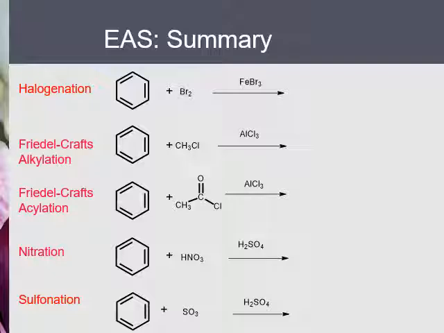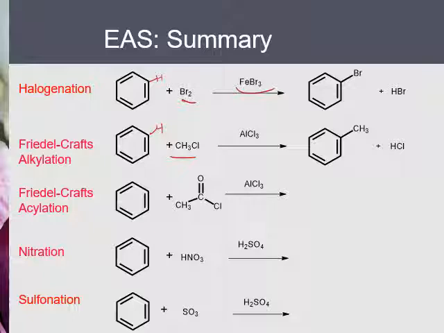In summary, benzene undergoes electrophilic substitution reactions. When treated with a bromine molecule and a Lewis acid, one of the hydrogens on the ring is replaced by bromine, forming bromobenzene. In Friedel-Crafts alkylation reaction, a benzene hydrogen is replaced by an alkyl group. In Friedel-Crafts acylation reaction, one of the hydrogens is replaced by an acyl group.